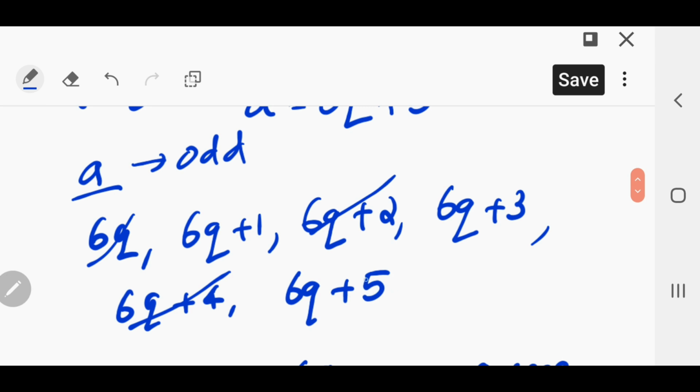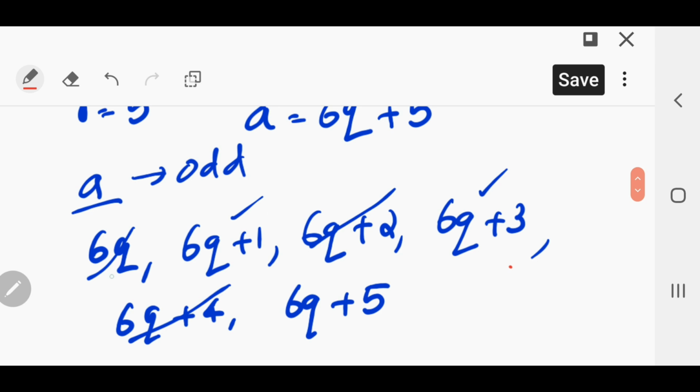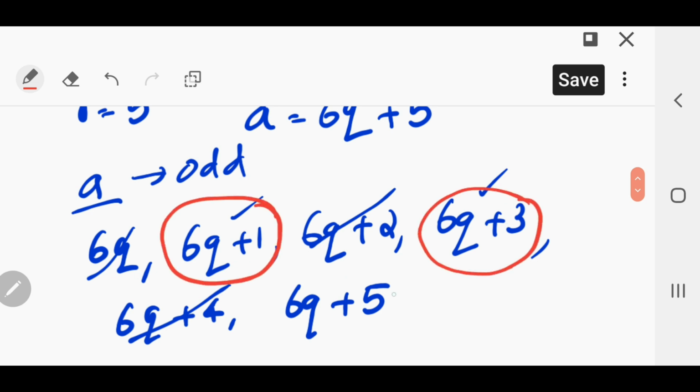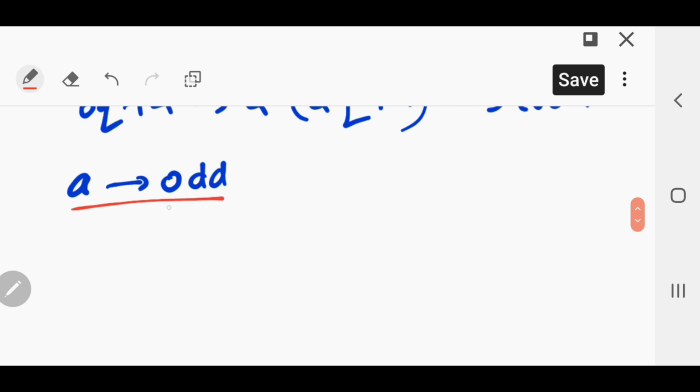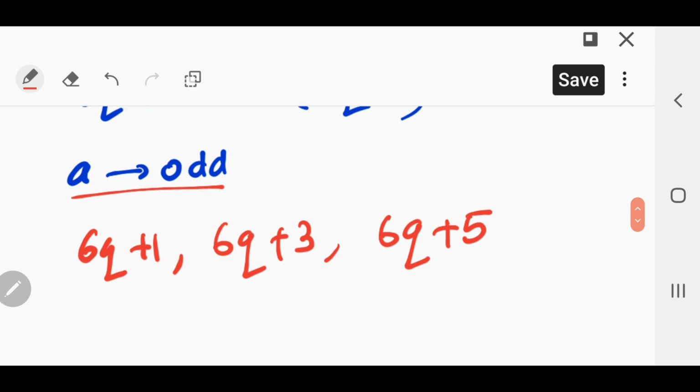So the rest is 6q plus 5. Here we cannot write it as a multiple of 2. So what are the possible a? 6q plus 1, 6q plus 3 and 6q plus 5, because all other integers are even. So if a is an odd integer, then these are the only possible a. This is what we had to prove: any positive odd integer can be written in the form 6q plus 1, 6q plus 3 or 6q plus 5. Hence the proof.